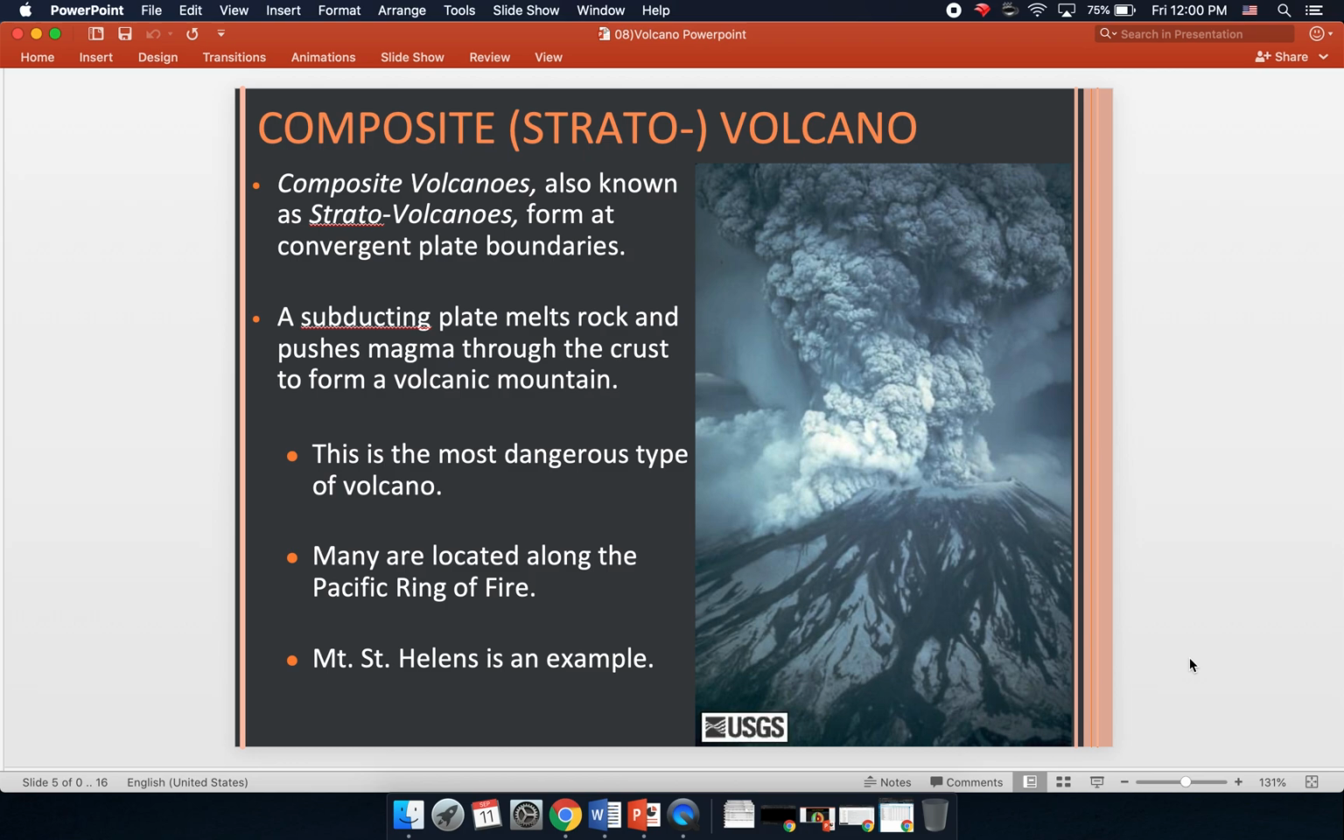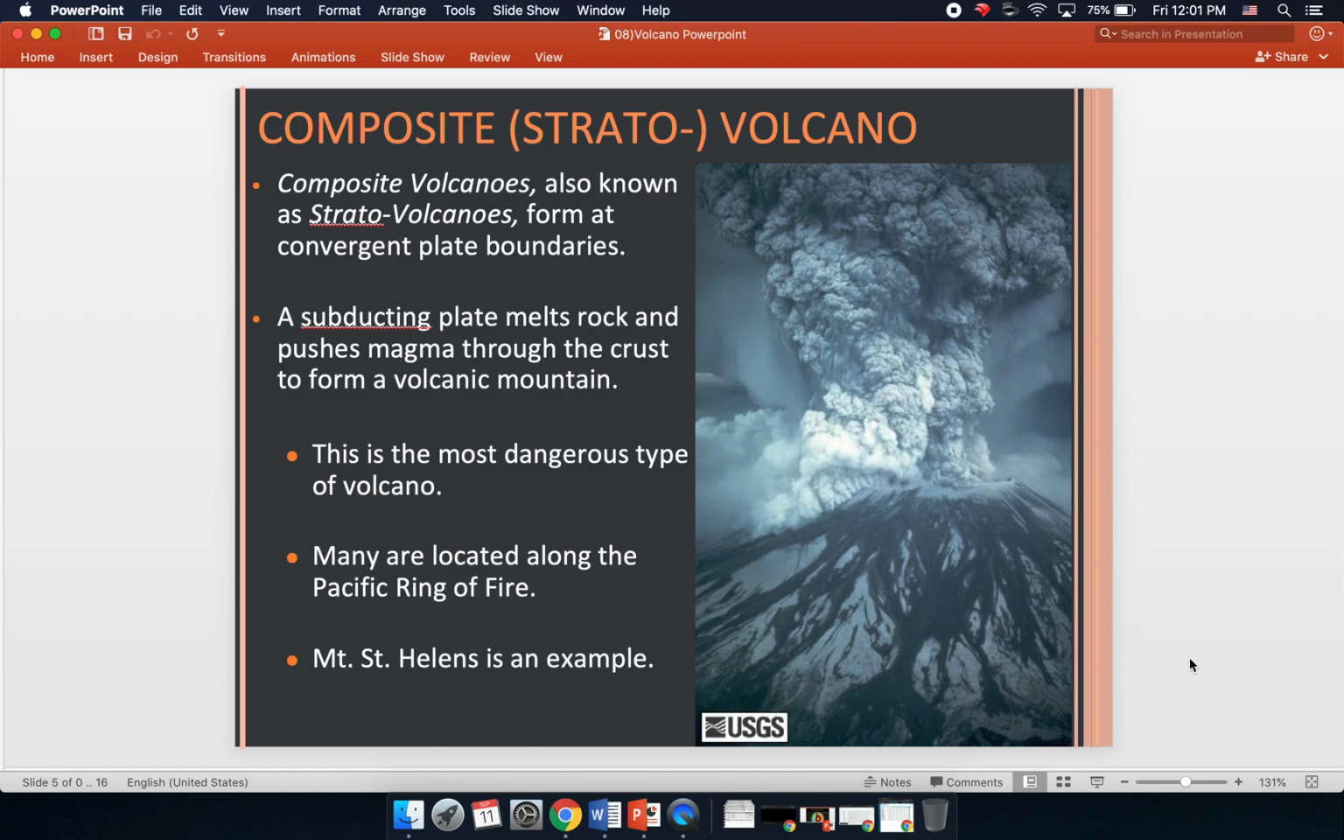All right, and the third type we'll talk about here are composite volcanoes, or stratovolcanoes. These form at convergent plate boundaries, where you have a piece of Earth's crust subducting under another one. The subducting plate melts rock and pushes magma through the crust above it to form a volcanic mountain. These are the most dangerous types of volcanoes because they are very, very explosive. We'll talk in a moment about what makes one volcano explosive while another might not be explosive but instead have really runny lava.